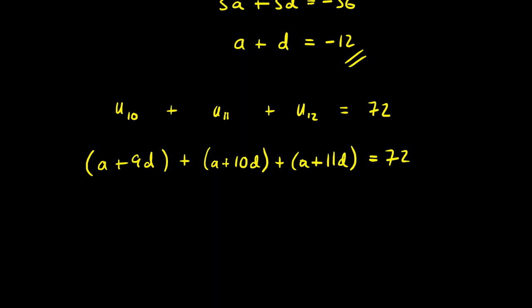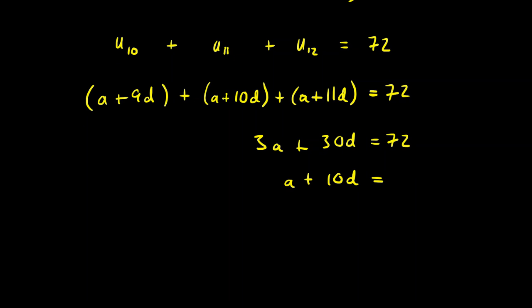Well, we've got a plus a plus a. That's 3a. We've got 9d plus 11d is 20d plus 10d is 30d. That's equal to 72. And we can divide through by 3 to get a plus 10d. 72 divided by 3, I'm just going to double check that, 24.